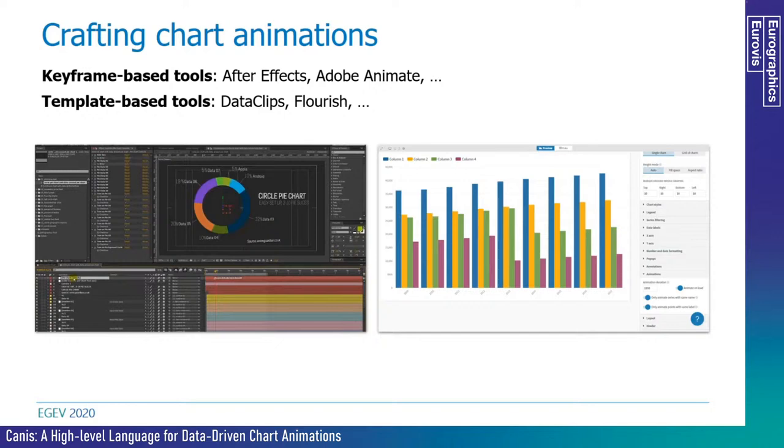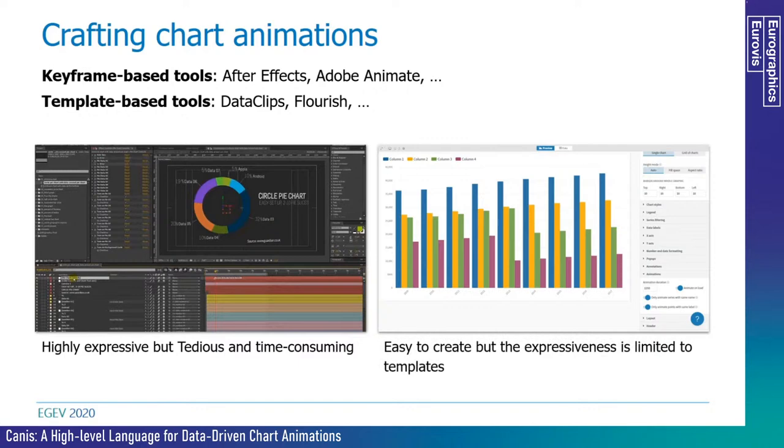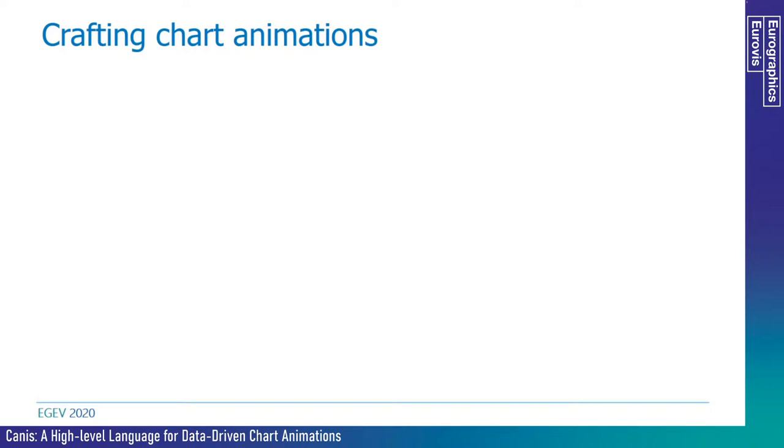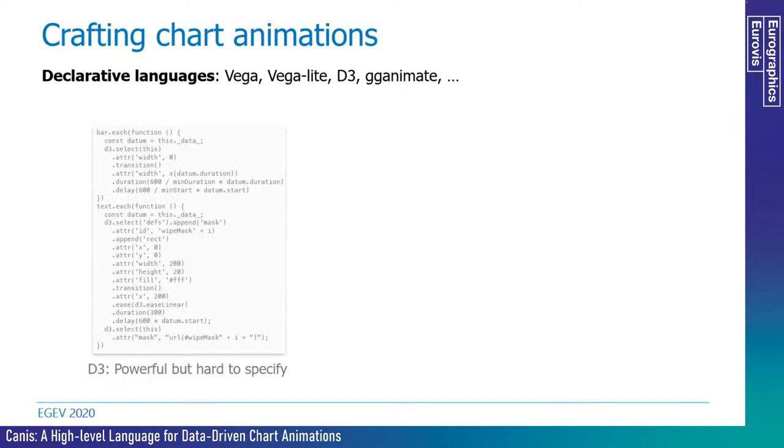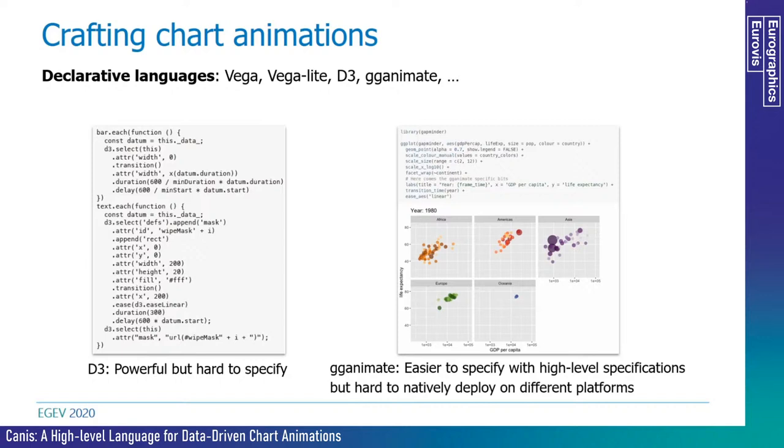However, they are either highly expressive but tedious and time-consuming, or easier to use but have limited expressiveness. The way that we are familiar with to craft chart animations is to use declarative languages like D3, Vega, or GGAnimate. D3, for example, is a powerful language, but it might be complex to specify animation since it is not specifically designed for it. As for GGAnimate, it is designed for R, and the generated animations are hard to natively deploy on different platforms.